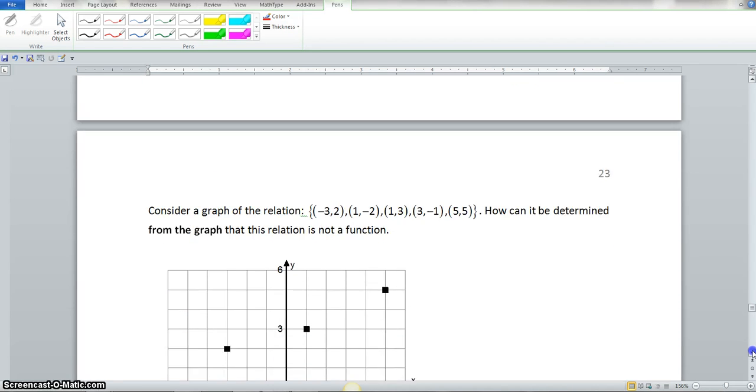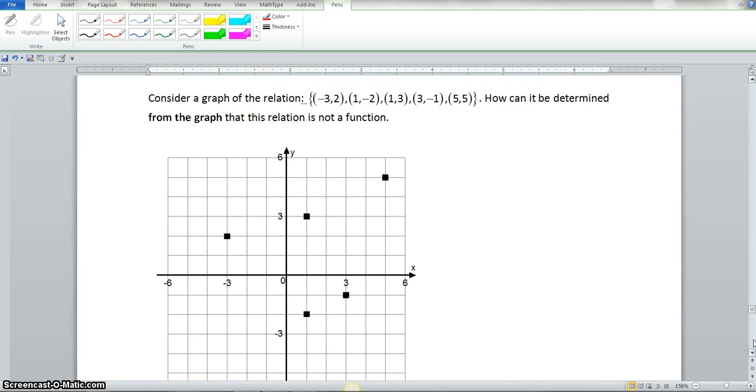So now, it says here, consider a graph of the relation. We have -3, 2, 1, -2, 1, 3, 3, -1, 5, 5. How can it be determined from the graph that the relation is not a function?